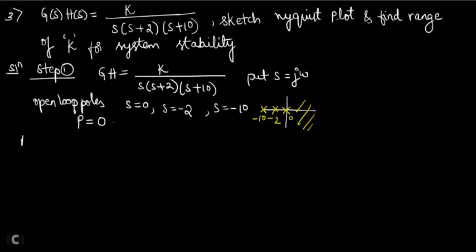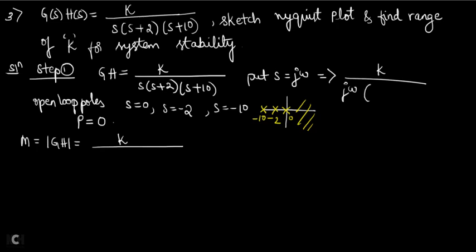Now you find capital M by taking the modulus of G into H. Repeat the same steps. The modulus of numerator k will be the same. When you put s is equal to j omega, you get k divided by j omega into j omega plus 2 into j omega plus 10. Now you take the magnitude. What is the magnitude of the denominator term j omega? You will get only omega.